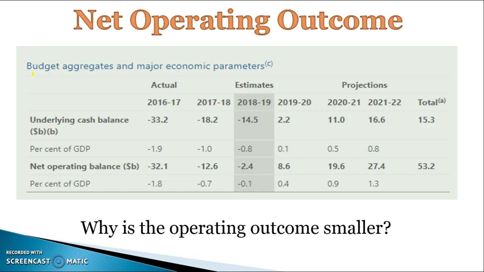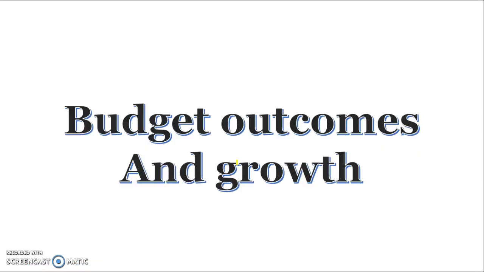Net operating outcome. Net operating outcome is just your underlying cash balance, not including infrastructure spending. So it's that distinction between current and capital expenditure. Current expenditure is for day-to-day purposes. So in terms of education, teachers' wages, stationery, things that we're going to use up in the current period. Capital expenditure is more important because it has a long-term benefit in terms of our productive capacity. So that's your infrastructure spending.